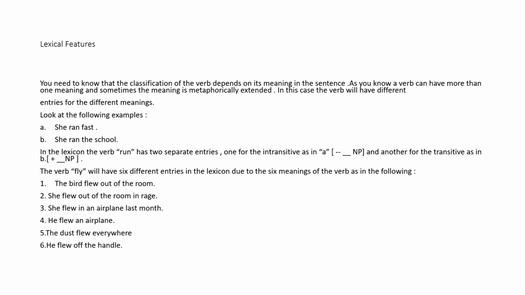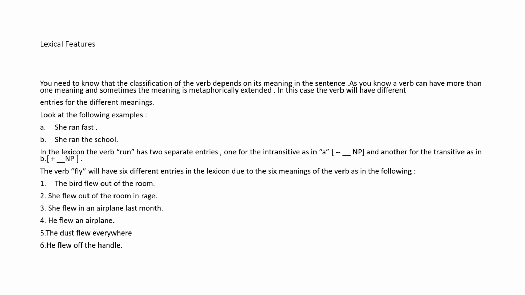So you need to know that the classification of the verb depends on its meaning in the sentence. As you know, a verb can have more than one meaning, and sometimes the meaning is metaphorically extended, meaning a figurative use of the verb. In this case, the verb will have different entries for the different meanings. Look at the following examples. She ran fast and she ran the school. So she ran fast here, the verb run has a different meaning from run in the second case, to run the school, which means to direct the school. So it has a different meaning.